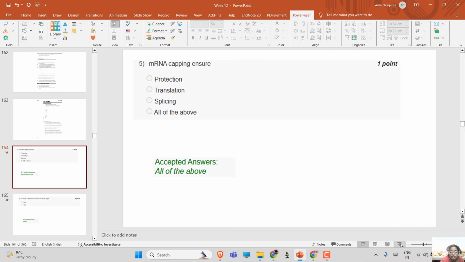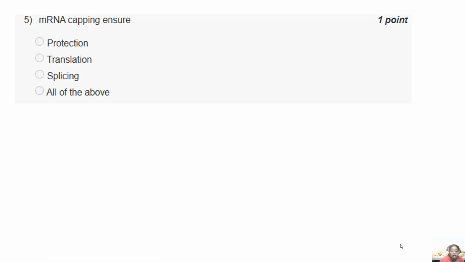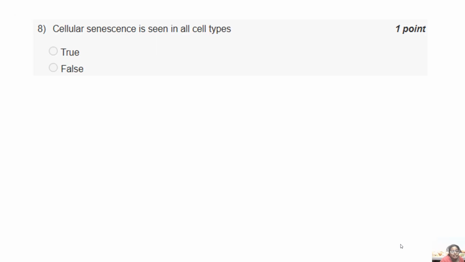Okay, so the next question for today is: cellular senescence is seen in all cell types. Which one do you think is correct? True or false? I'll wait for a few minutes. You discuss the questions among yourselves and try to answer. Then I'll move ahead with the answer.